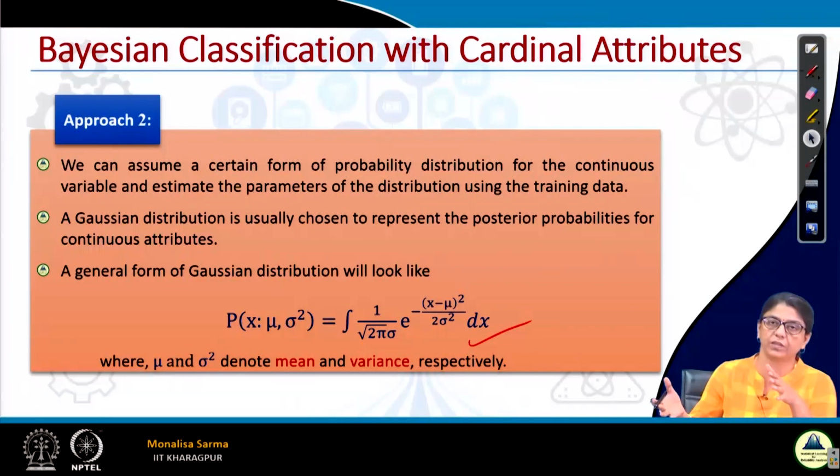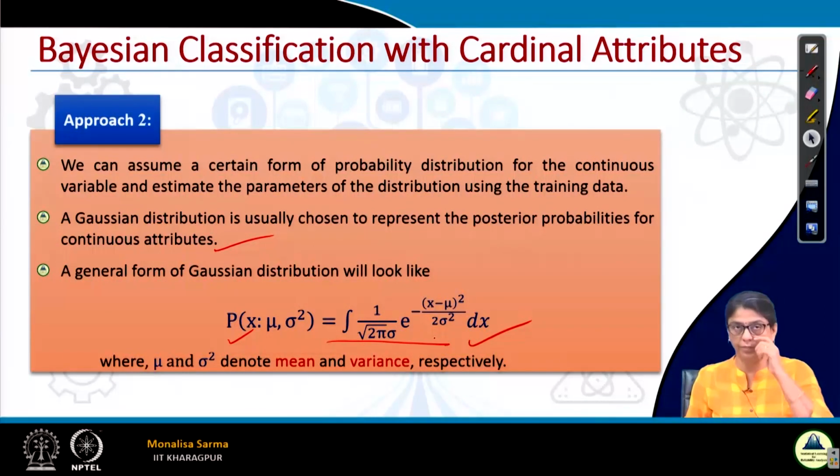Different distributions have different parameters. From the training data we will find the parameters. Once we find the parameters, we will be able to find P(x). P(x) is nothing but the posterior probability. The Gaussian distribution is usually chosen to represent the posterior probability for continuous attributes. This is the general form, right? You can just take a simple example on the net; you will find many examples. You can take a simple example and see how it works.